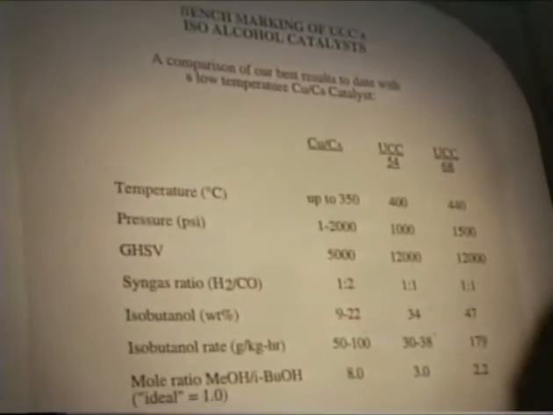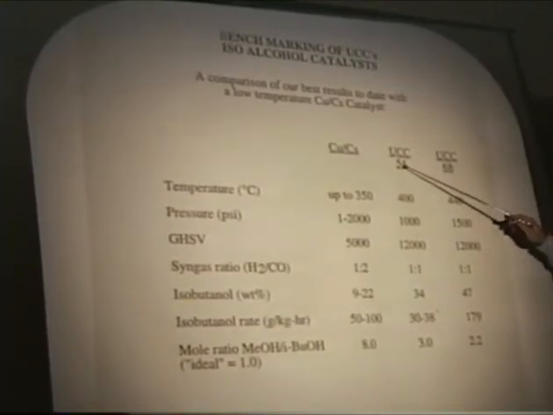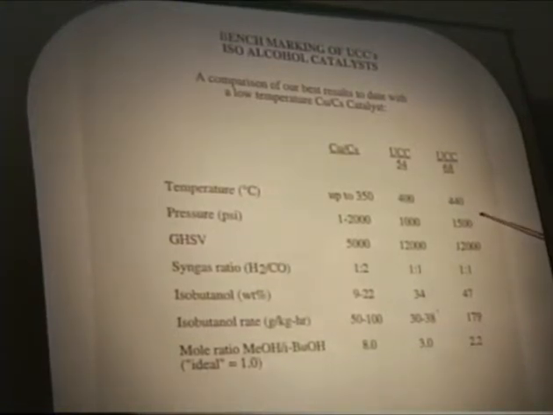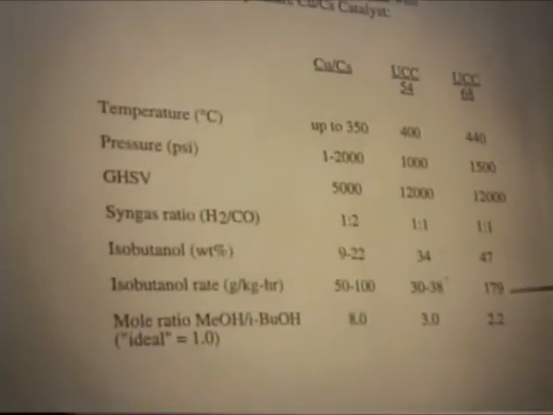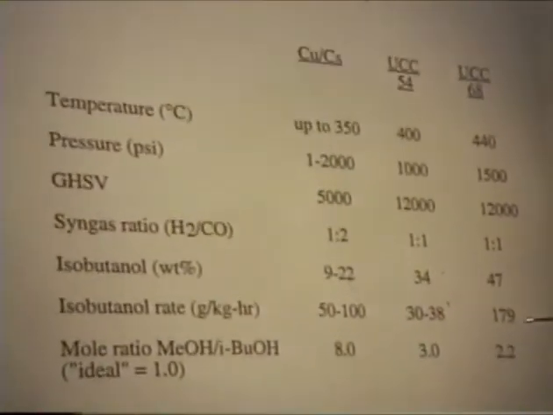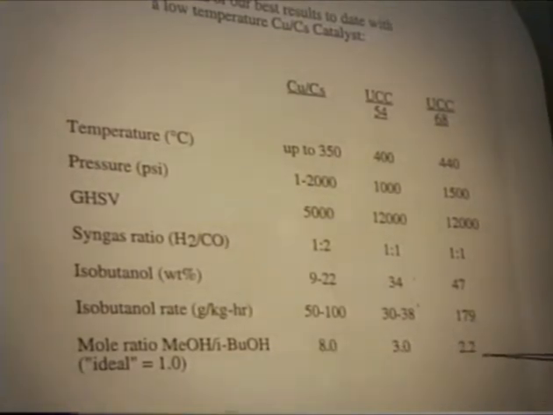Here's the same slide that I showed you earlier in the talk, but now we've taken this catalyst that we corrected the alkali loading for, and we're now running at 440 degrees and 1500 psi. Same space velocity, with the 1-to-1 syngas. Now we have a product mix that contains 47% isobutanol. That works out at an isobutanol rate of 179 grams per kilogram hour. And our overall methanol to isobutanol mole ratio is now down at 2.2. So this is a very clear and distinct improvement over our best and over the conventional art.